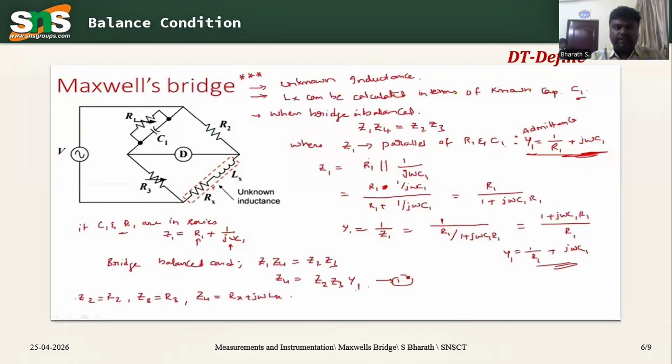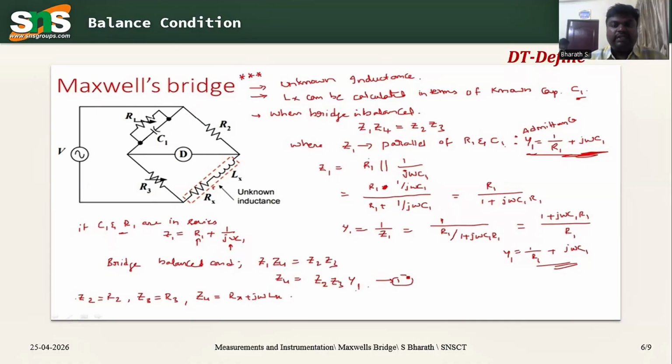So what is the working principle of a Maxwell's bridge? We have one unknown inductance, Lx, which can be calculated in terms of the known capacitance C1 when the bridge is in a balanced condition. The balanced condition of the bridge was already discussed. We have resistance and inductance connected to the four different limbs. So we are considering the balance condition as Z1 Z4 equals Z2 Z3.